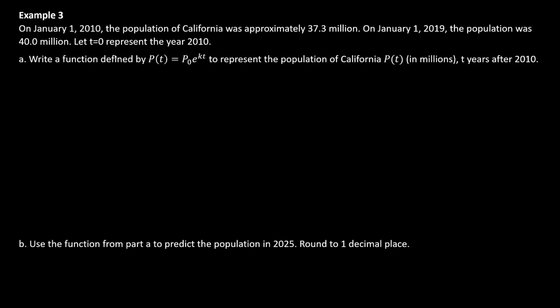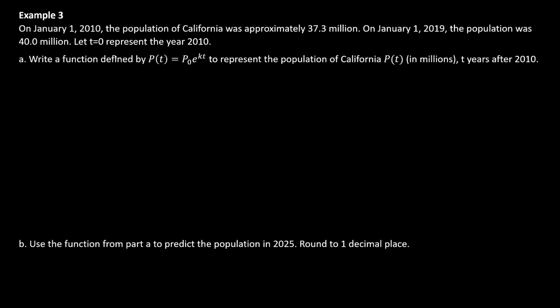Okay, this is example 3, and this is where we left off on section 3.6 in class. So this is a population growth, and population grows exponentially. And so we're going to be looking at an exponential increase kind of function. On January 1st, 2010, the population of California was approximately 37.3 million. On January 1st, 2019, the population was 40 million. Let t equals 0 represent the year 2010.